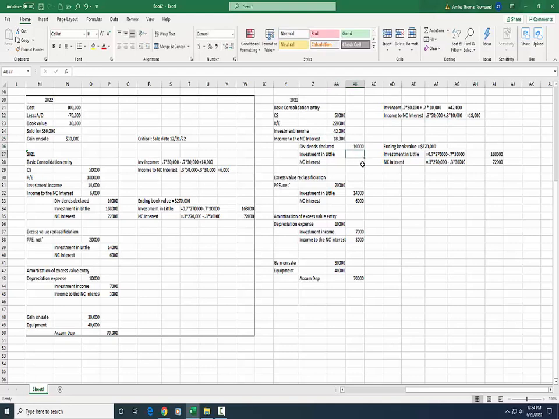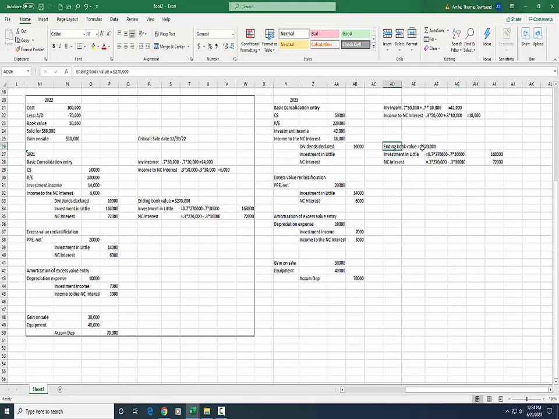Dividends declared, same as before. Now again, this is ugly no matter how you slice it. But I think this approach here I'm doing off to the side might be the best way to approach it.